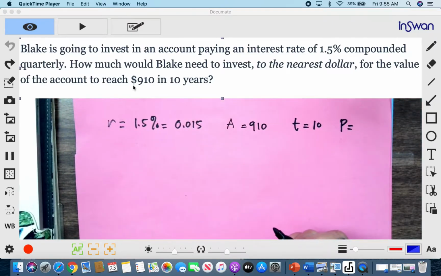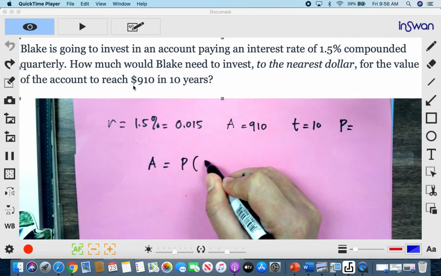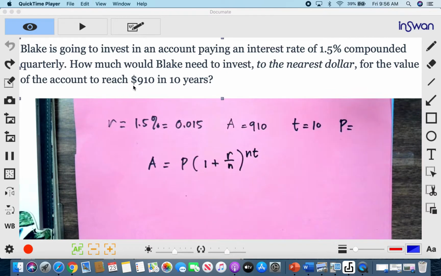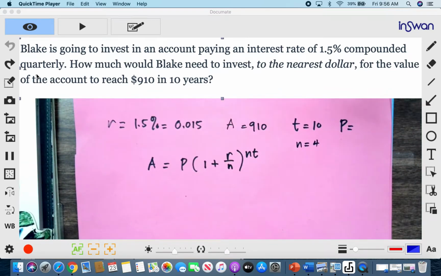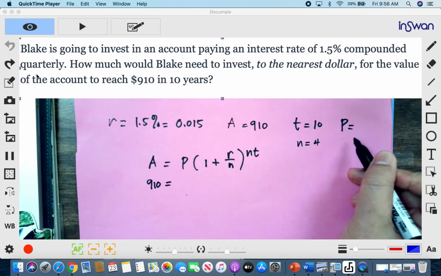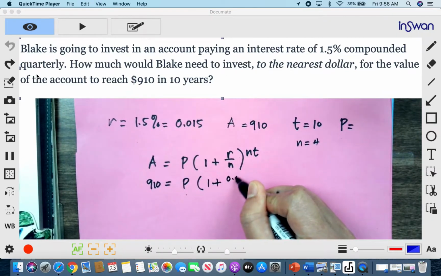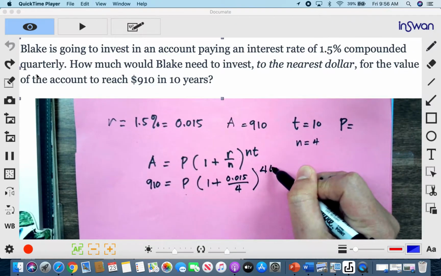Of course, we will try to find the P. Okay, since it is compound interest, our formula is A equals P times (1 plus r over n) raised to nt. Okay, n representing the number of times interest is compounded per year. And it says here compounded quarterly, so our n here will be equivalent to 4. And so we will need to plug in our values in our formula. So our A is 910, which is equal to P, which is not here, it's still yet to come, times 1 plus 0.015 divided by 4 raised to 4 times 10.